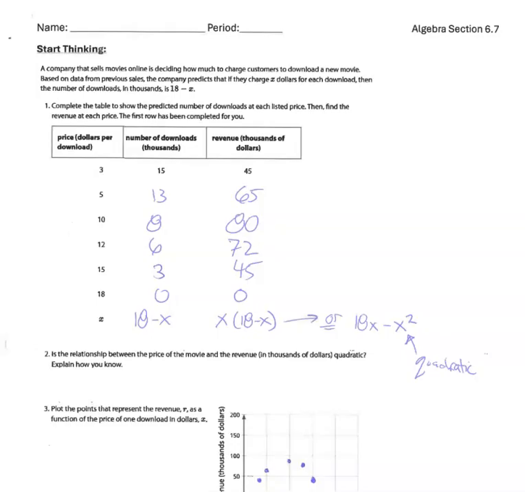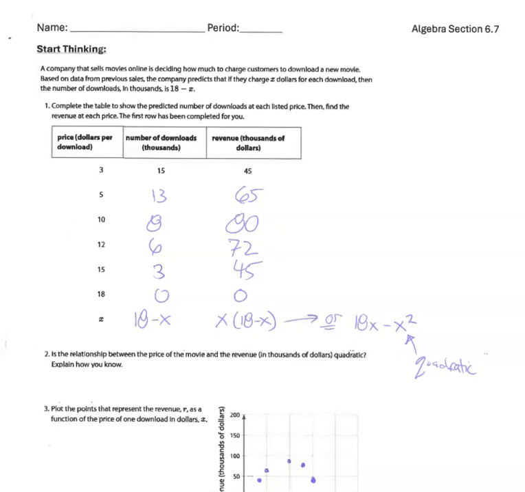So when you look at this as just an equation, we could say it is X number of dollars per download, and then it is 18 minus X, which would be the number of people who pay for the download. And when you multiply those together to get your revenue, you get X times 18 minus X.